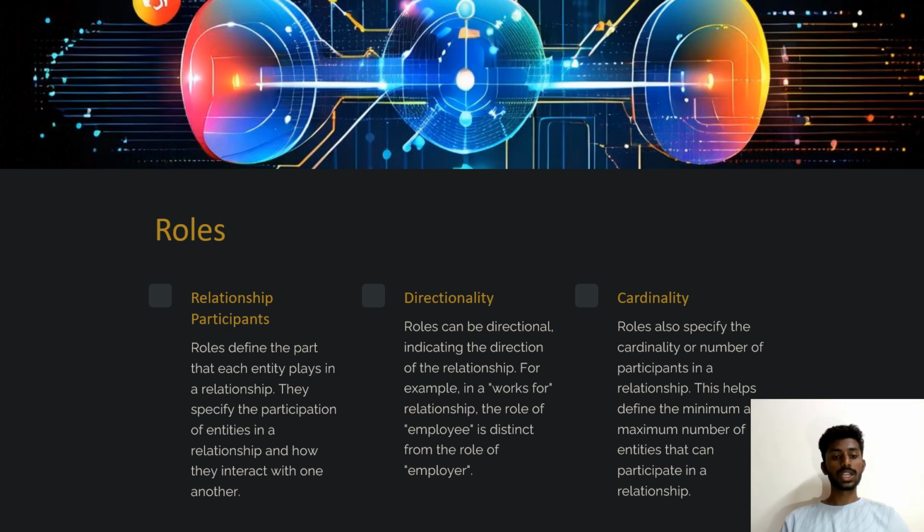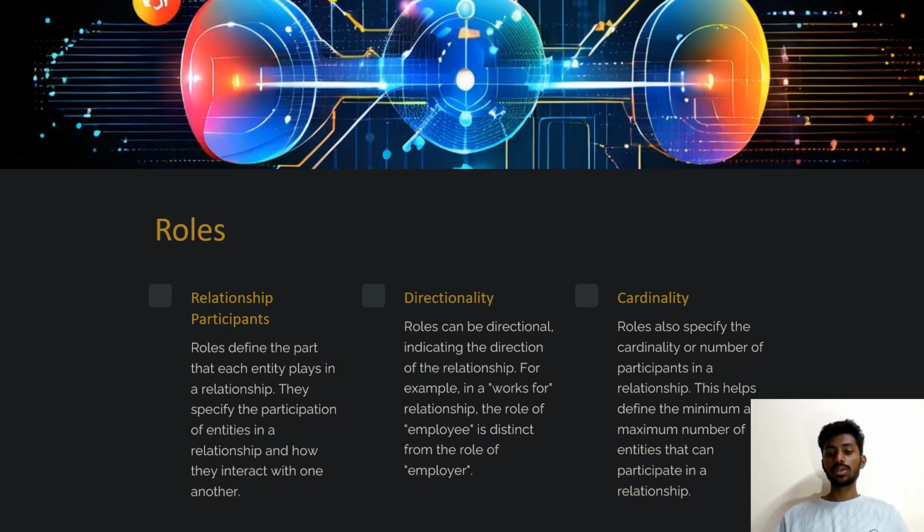So what are roles in entity? Roles define the part that each entity plays in a relationship. They specify the participation of entities in a relationship and how they interact with one another. Directionality. That means the roles can be directional, which means they can indicate the direction of a relationship. For example, in a works for relationship, the role of employee is distinct from the role of employer.